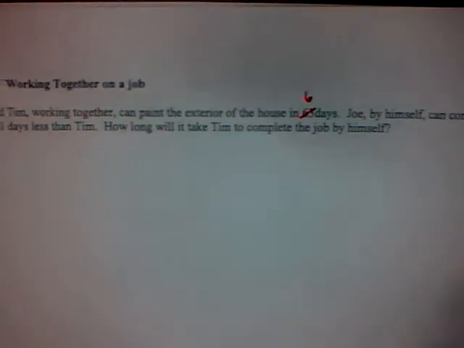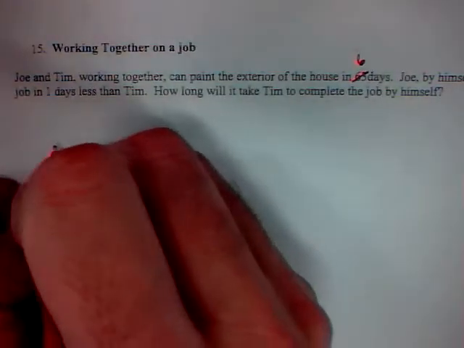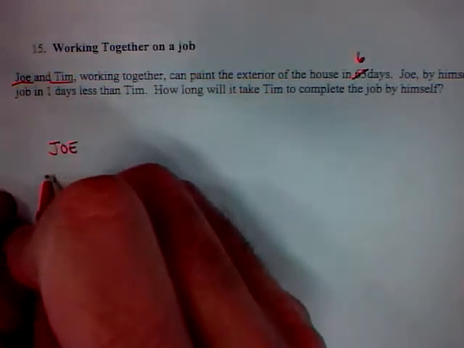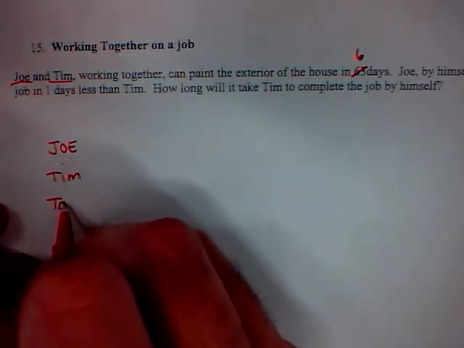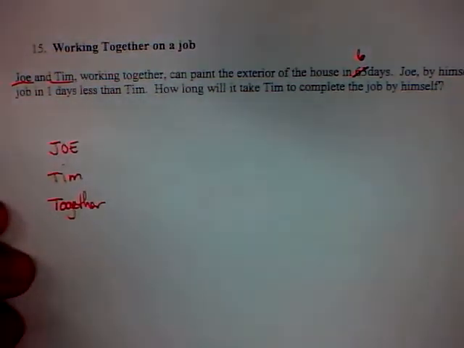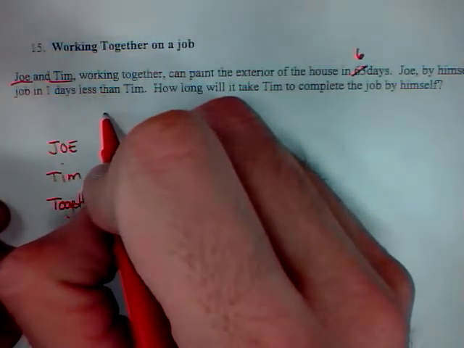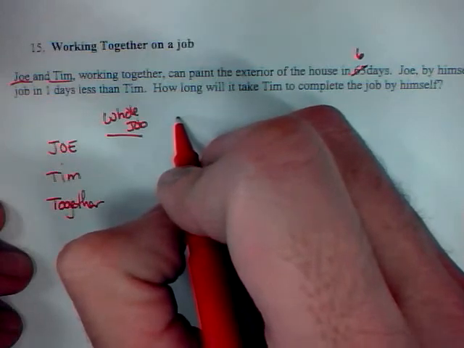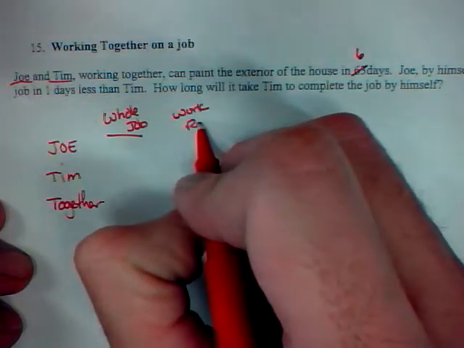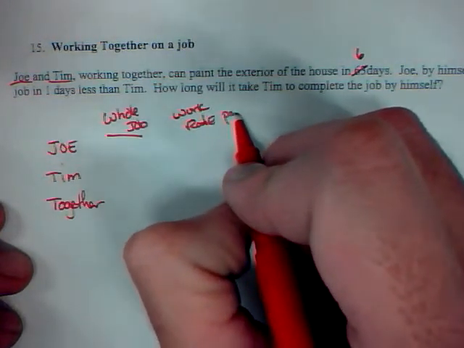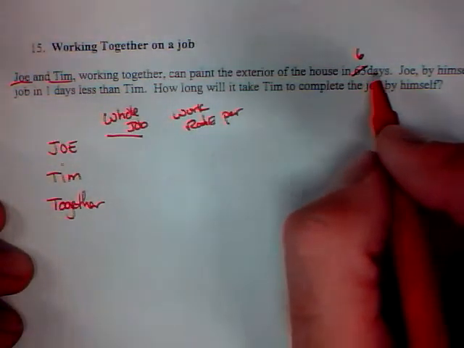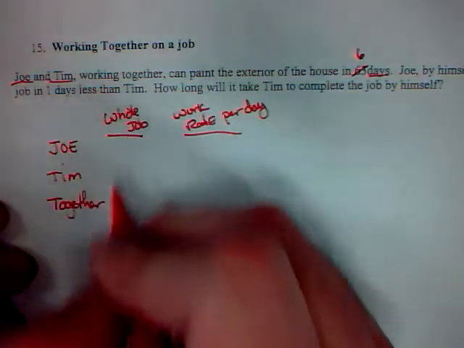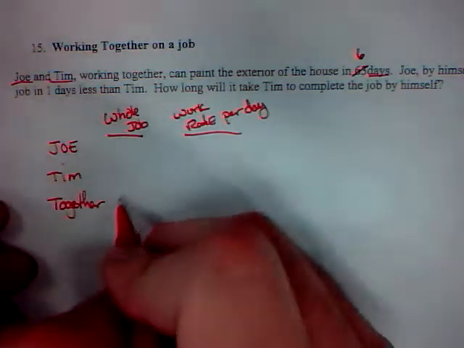63 days to complete painting a house would be an extremely long period of time, so we're going to change that to 6. Okay, so what we're going to do here is start listing out the people. We've got Joe and Tim, and then how long it takes them to work together, the whole job, and then their work rate. This is per day, since in this case it's taking days to do the job.